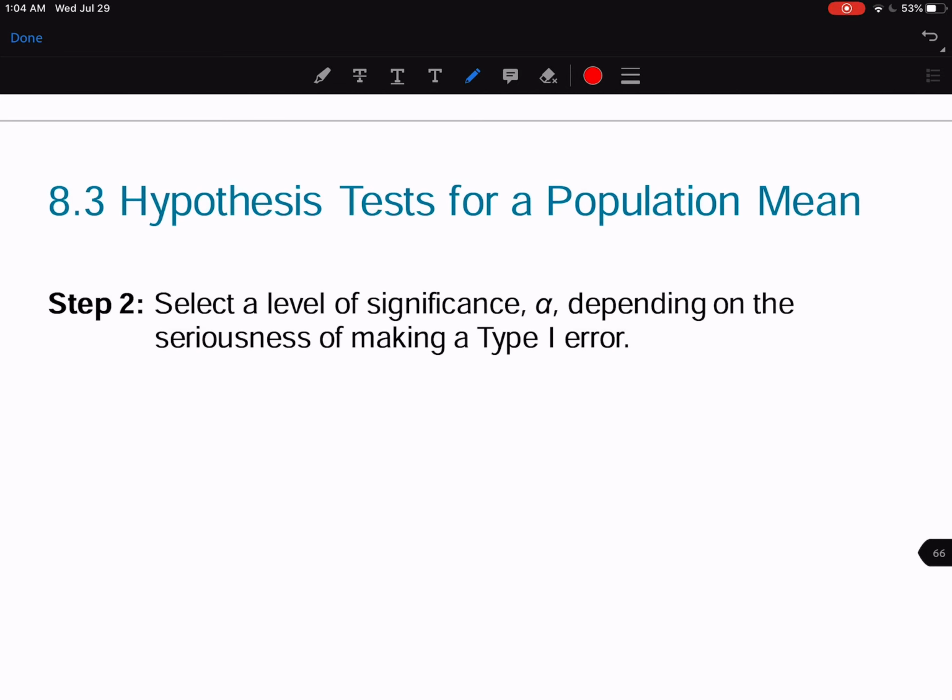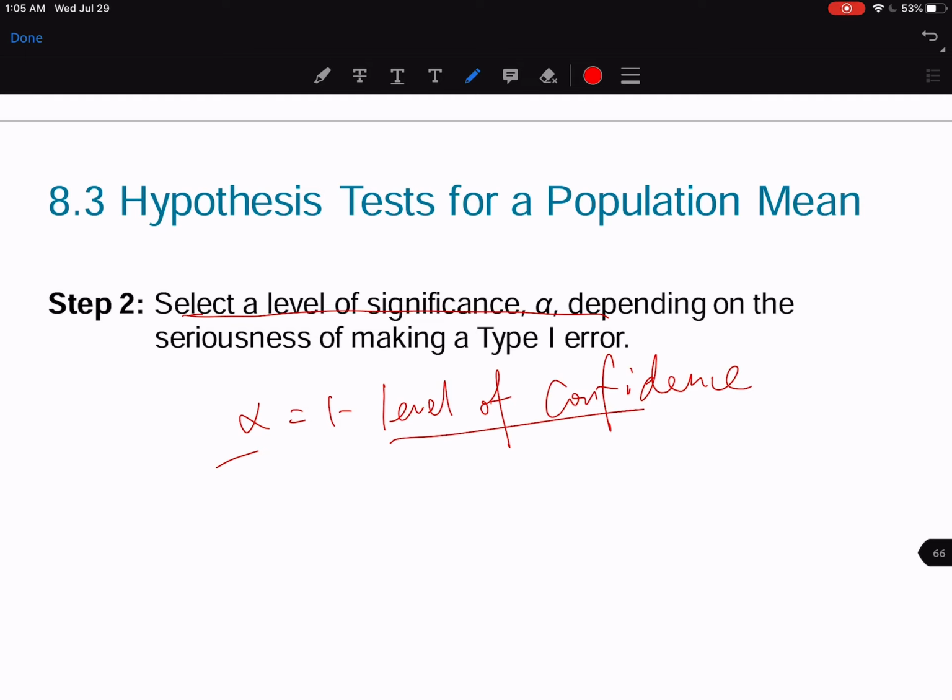Step 2, select a level of significance alpha depending on the seriousness of making a type 1 error, and sometimes it's not given directly, so we're going to have alpha is equal to 1 minus the level of confidence. So the problem will give you either the value of alpha directly or give you the level of confidence. If the problem gives you the level of confidence, subtract that from 1 to get the value of alpha.